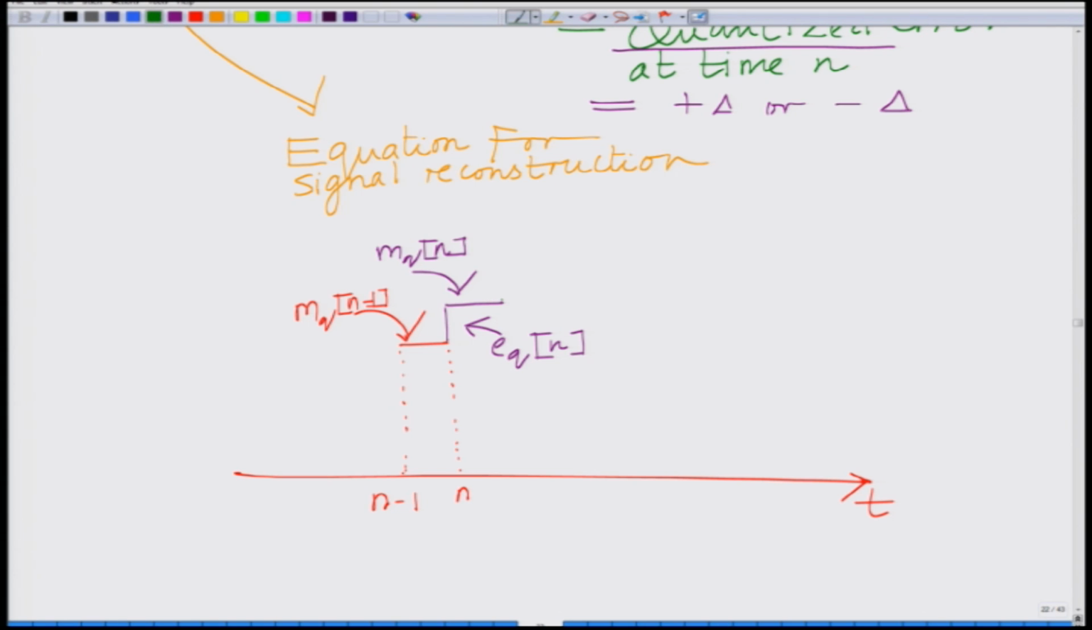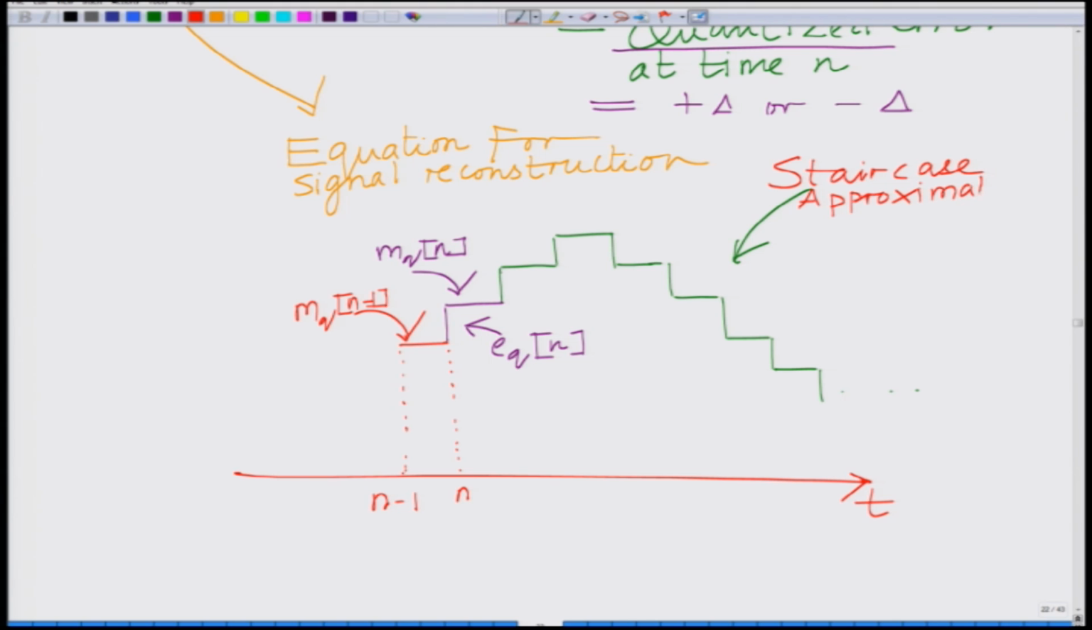Similarly, at n plus 1 you can add EQ[n+1] to obtain MQ[n+1], and that is how we get the staircase approximation to the signal. So, we get a staircase approximation to the original signal. As we have said, delta modulation gives a staircase approximation of your original signal.